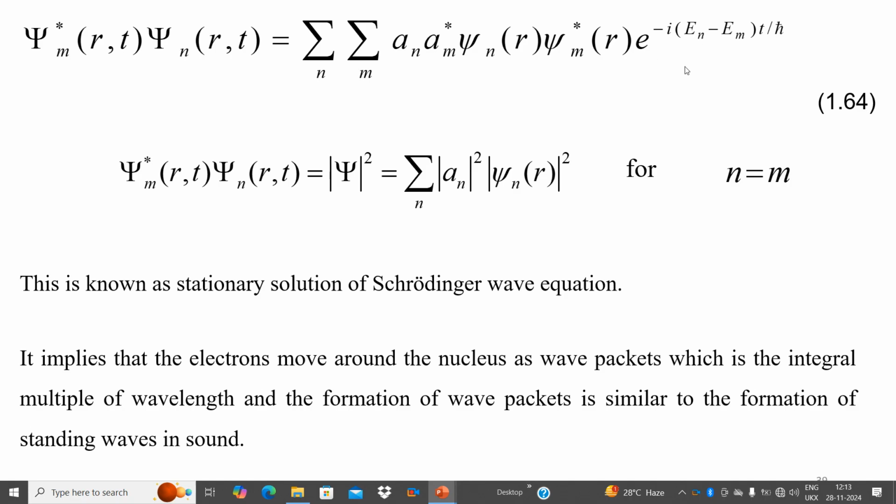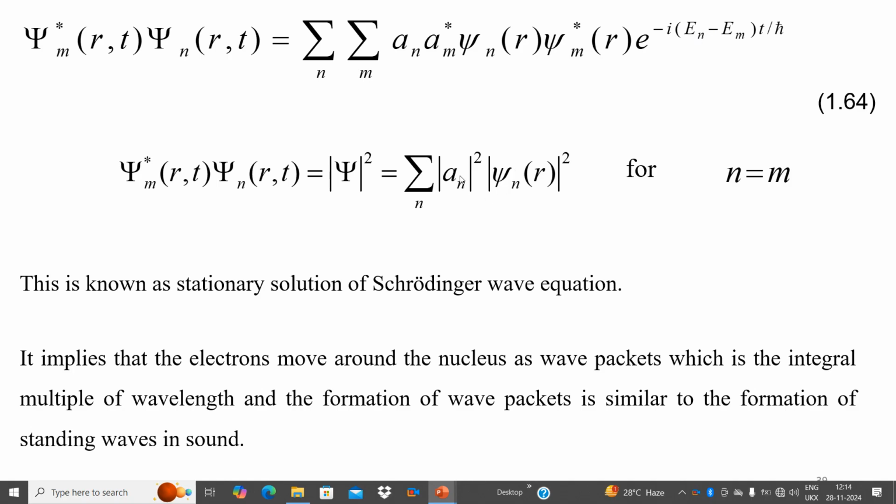Suppose when you consider the Kronecker delta function, when n equals m, this equation becomes exactly like this. So when n equals m, we have an star an which is equal to mod an squared, and ψn star ψn will become mod ψn squared, and this exponential becomes 1, since anything to the power 0 is 1. So we have this expression.